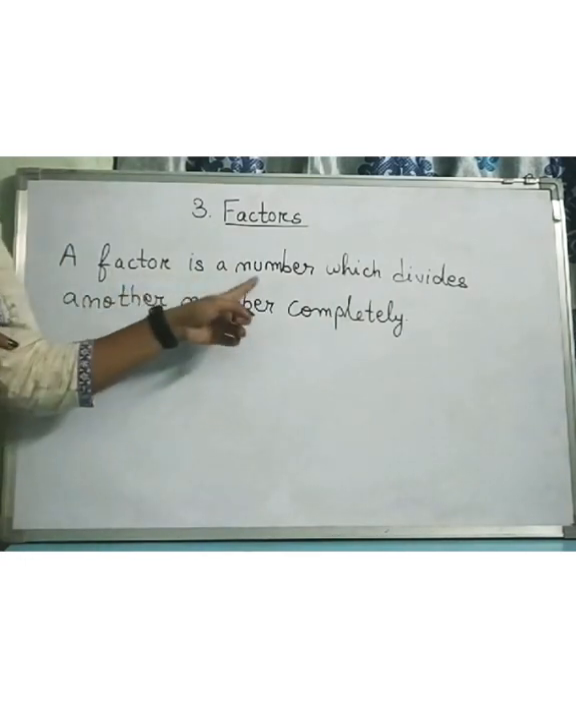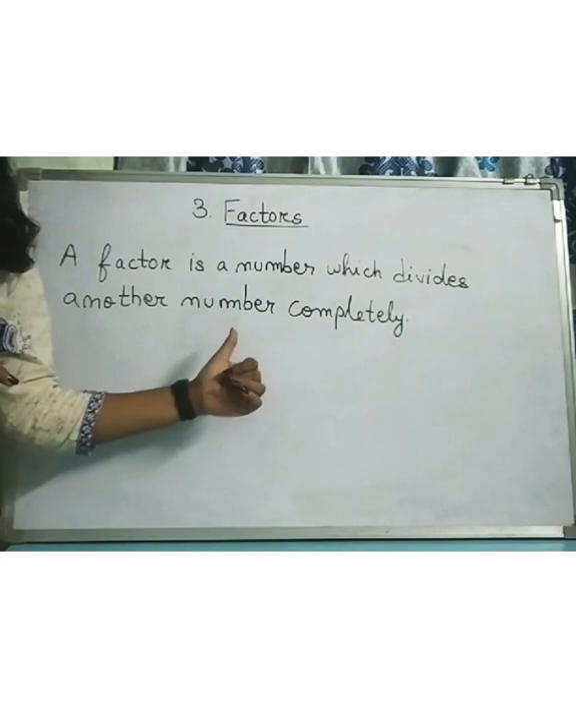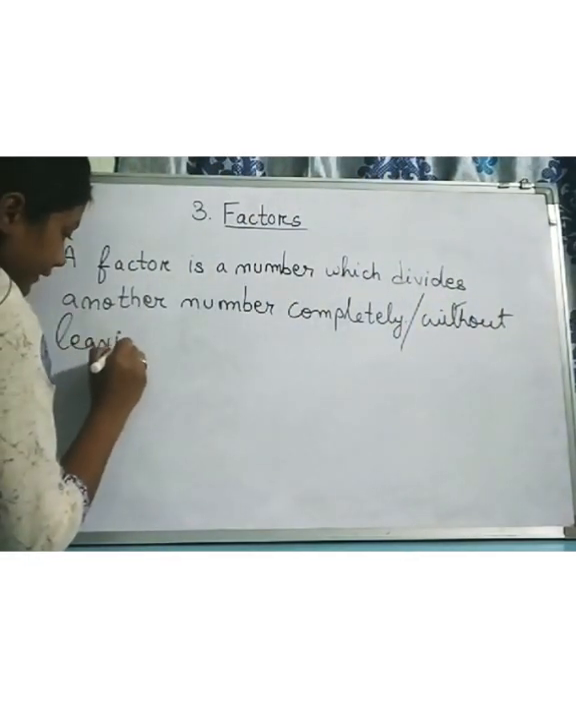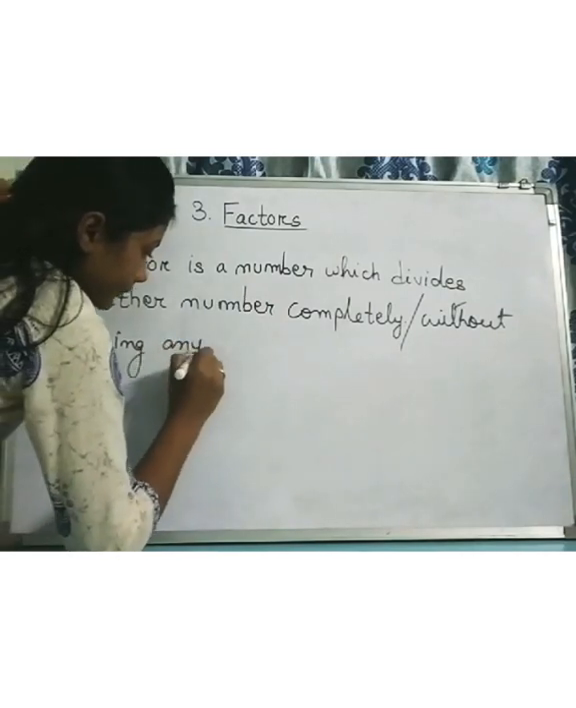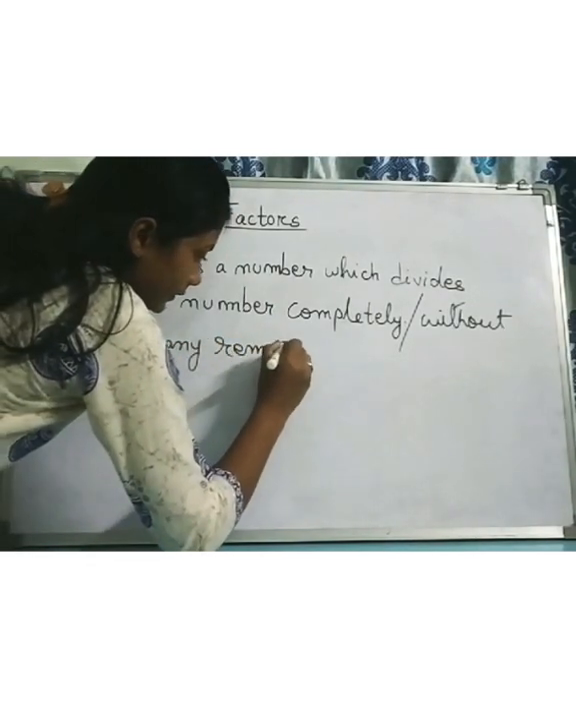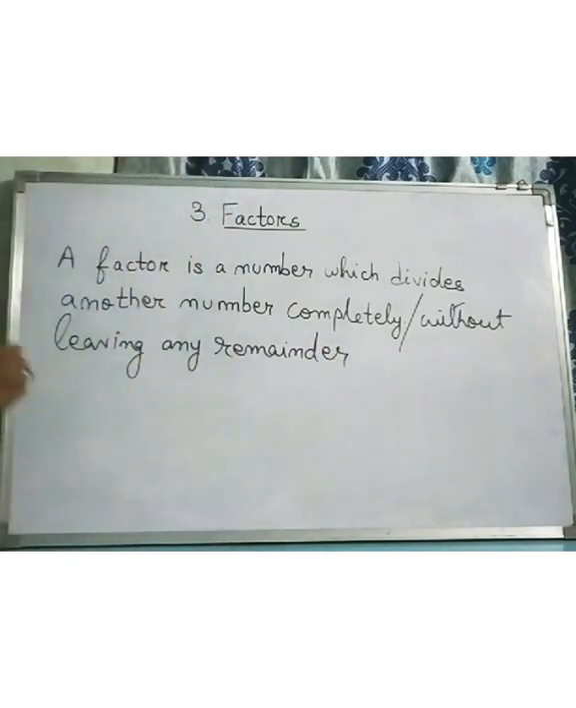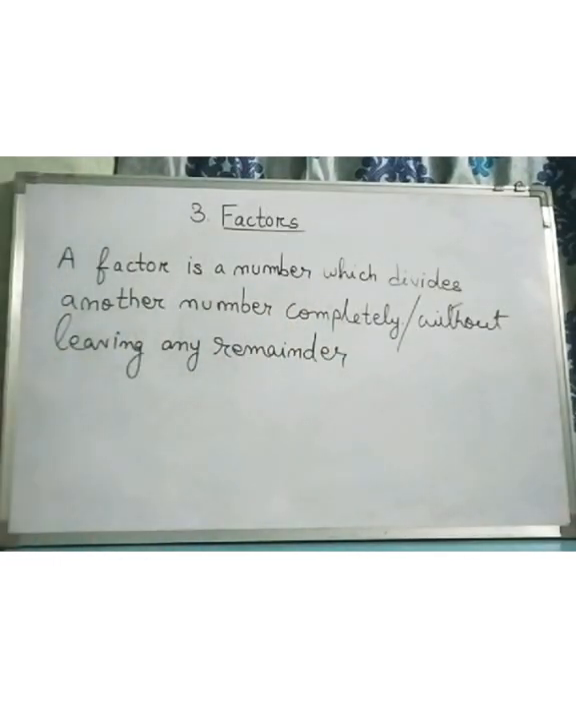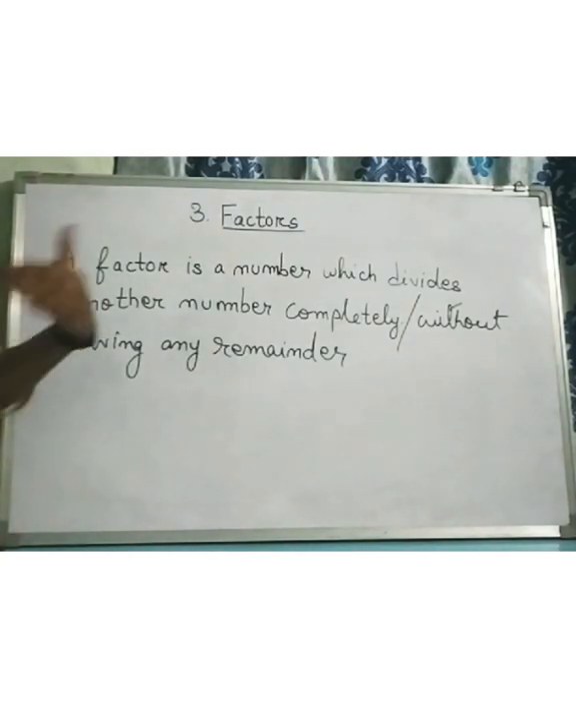A factor is a number which divides another number completely without leaving any remainder. So we can say that a factor is a number which divides another number completely, without leaving any remainder. Now what does this statement mean? With the help of an example, I will explain it to you.